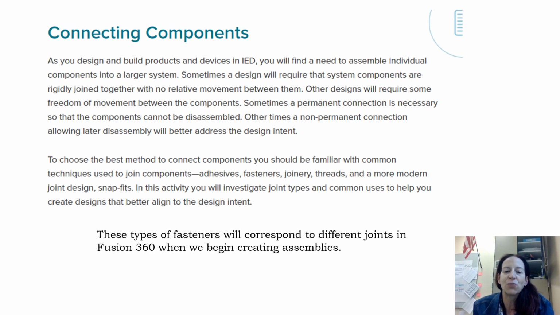So these types of fasteners will correspond to different joints in Fusion 360 when we begin creating assemblies, which is the next big skill in Fusion 360 for us, where we'll have different files and actually put them together in a way that will move. Which is pretty cool. So if you have a real life component, say the automata, and it moves, you have a handle you want to turn, or you have something you want to slide, Fusion 360 will model that for you. And again, it will correspond to the different types of fasteners that you research in this lesson.